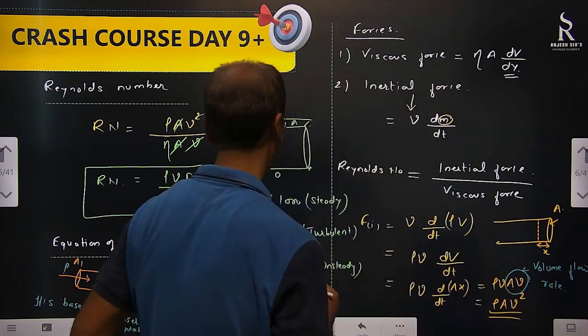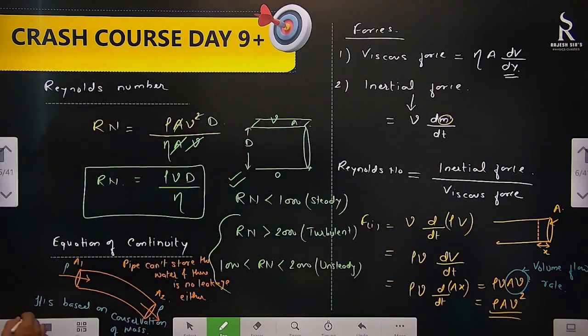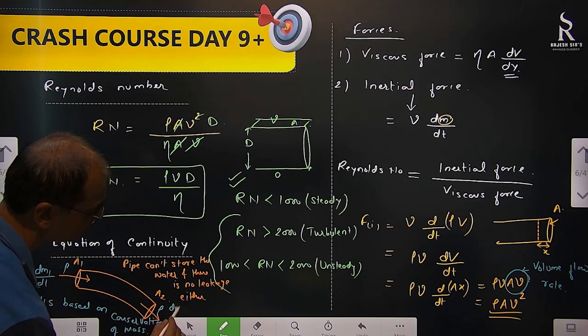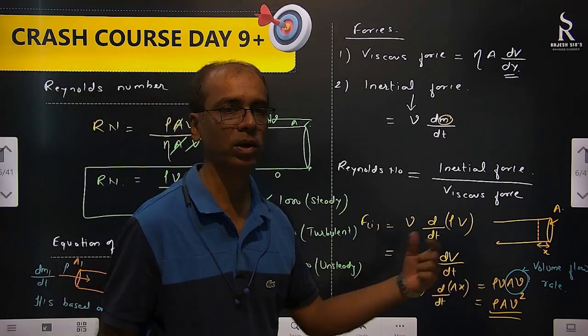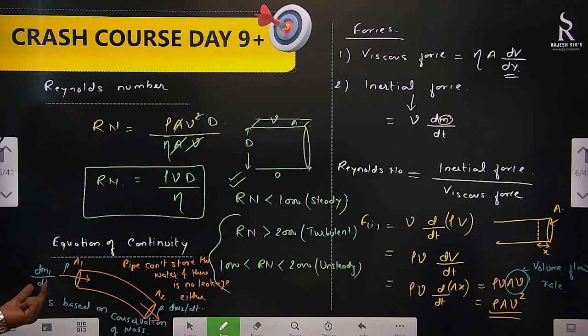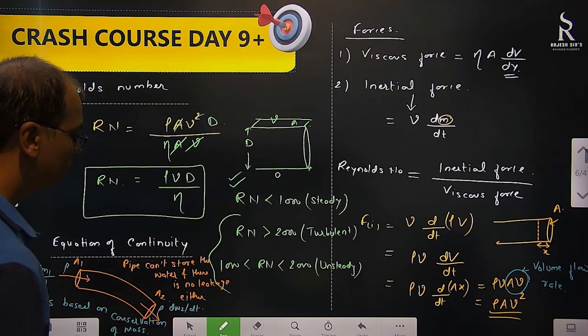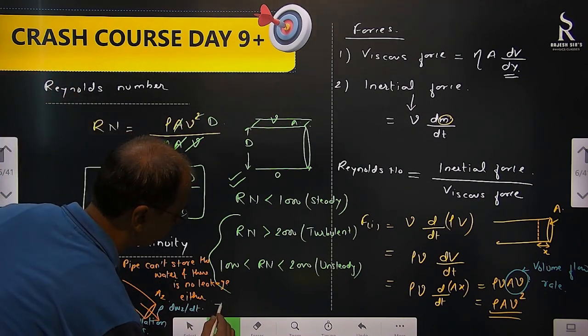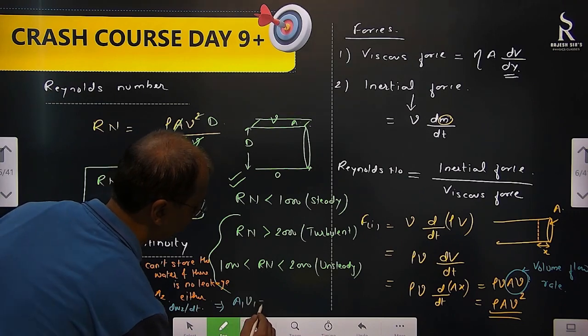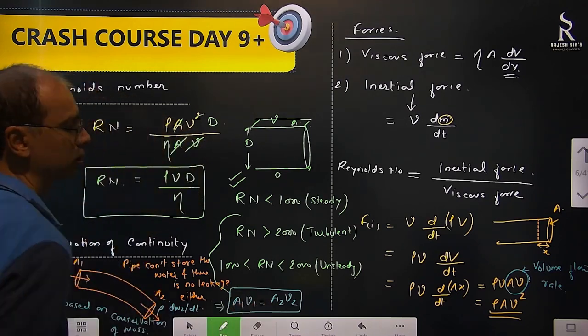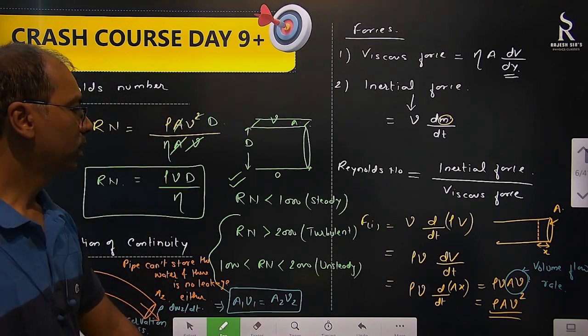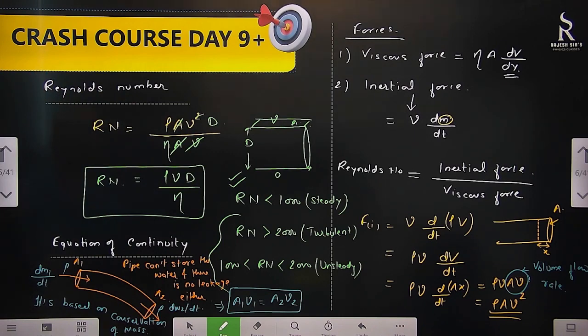In equation of continuity, dm1 by dt, the mass which is entering per unit time, is equal to dm2 by dt. And dm by dt is rho into area into velocity. So what we can say? A1 V1 equal to A2 V2. That is our equation of continuity. A1 V1 equal to A2 V2. Okay, this is equation of continuity. Let's see further what it is.